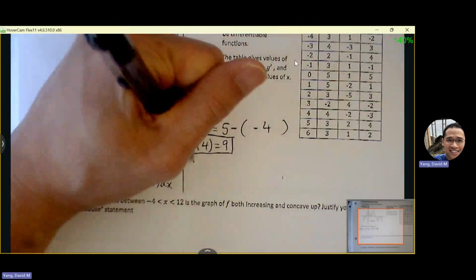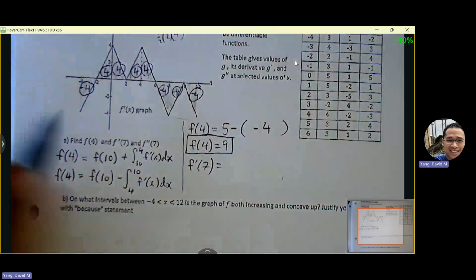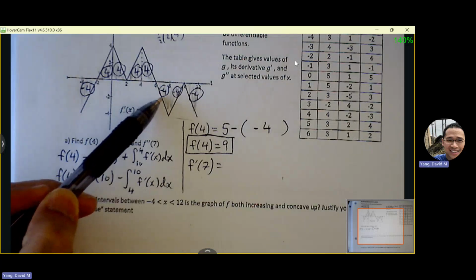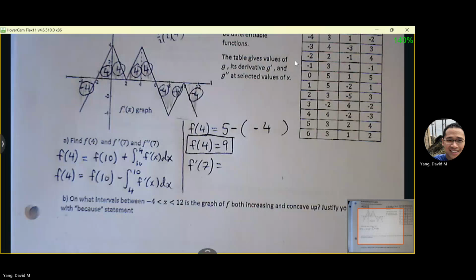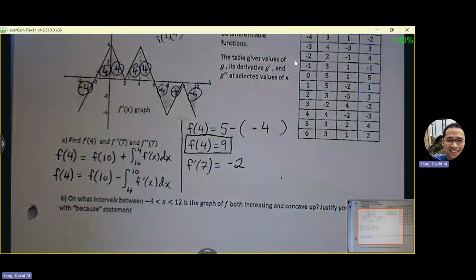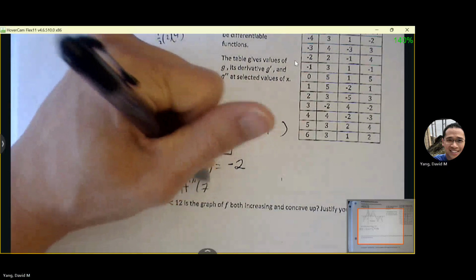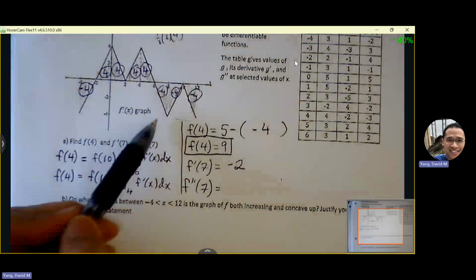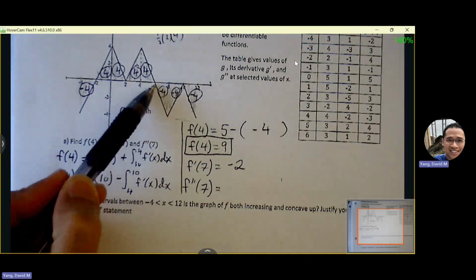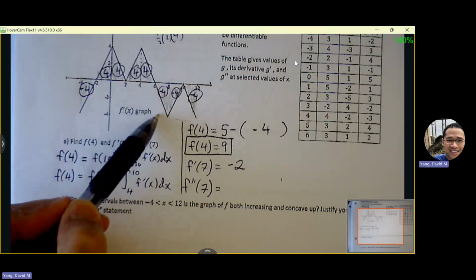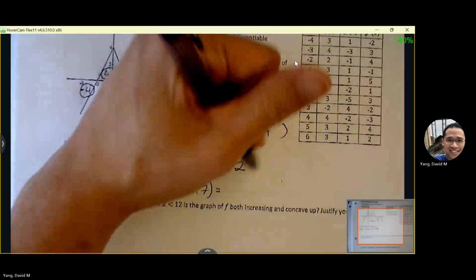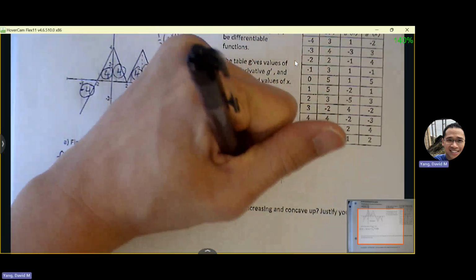Next up, f prime of 7. This is the f prime graph. So f prime of 7 is just going to be the ordered pair, right? -2, ordered pair. Lastly, f double prime of 7. This is the f prime graph. So f double prime is the slope, or the derivative. So we should figure out what the slope of this line segment is, which is down 4 over 2, which is -2.